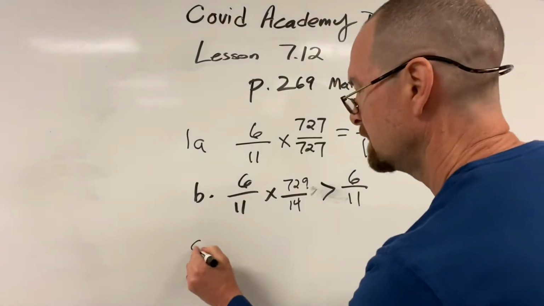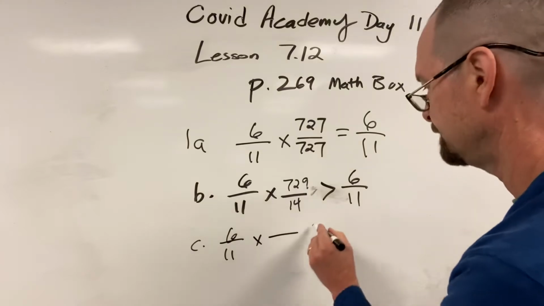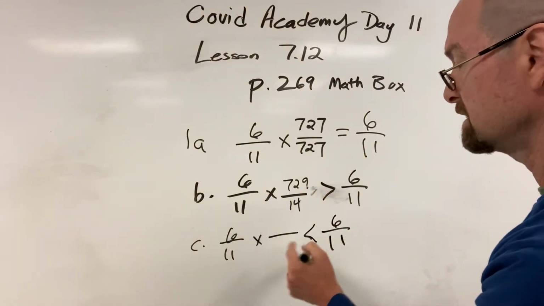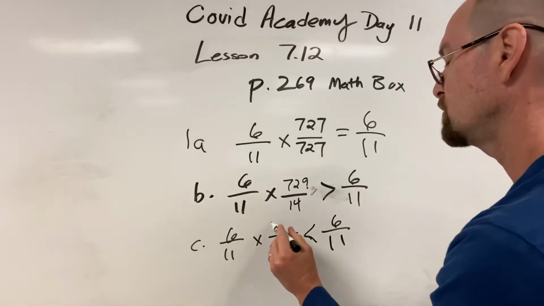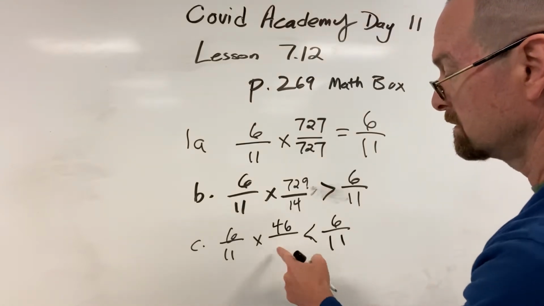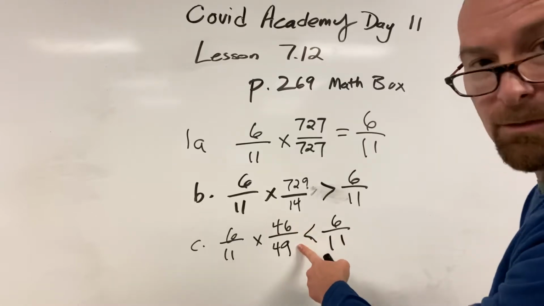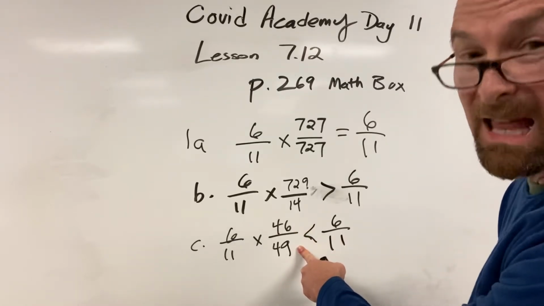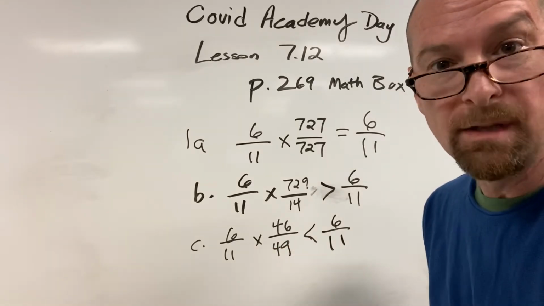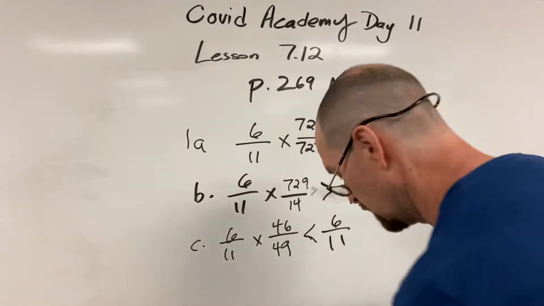All right, last one. I bet you're starting to sense a pattern, aren't you? 6/11. This one's less than, so we want this stuff to be less than. That means no matter what you put here, we'll put a 46. This one's gotta be bigger, 49. Because that means it's a little bit smaller than 1. In my case, you could have done it a lot smaller than 1. Doesn't matter, but when you multiply something times something that is less than 1, the answer is smaller. So this is smaller than that. And that's number 1. Moving quick.